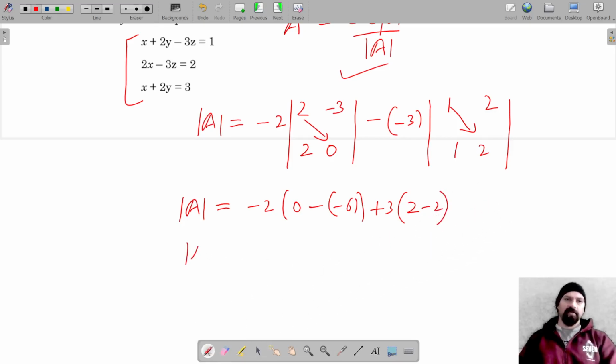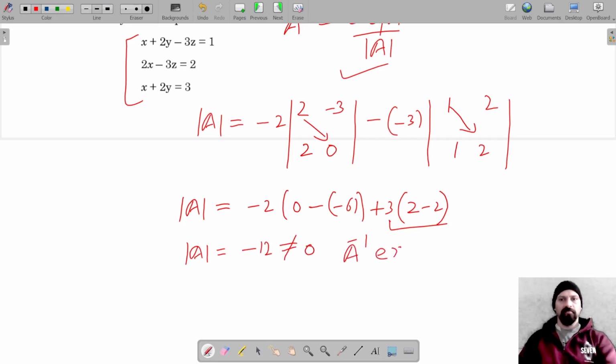Okay. Now, determinant of A is equal to, this becomes 6. This term is 0. So this is negative 12. So negative 12, which is not equal to 0, that means A inverse exists. Okay, now let's find the adjoint of A.